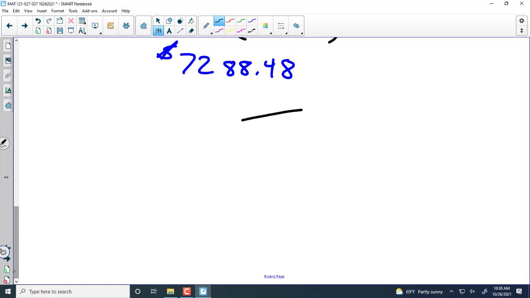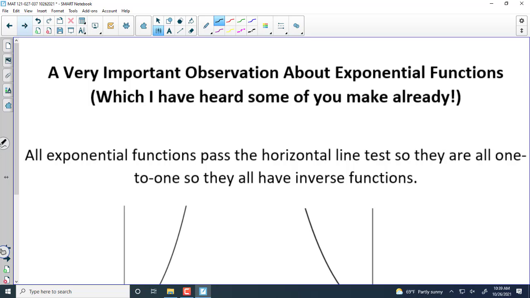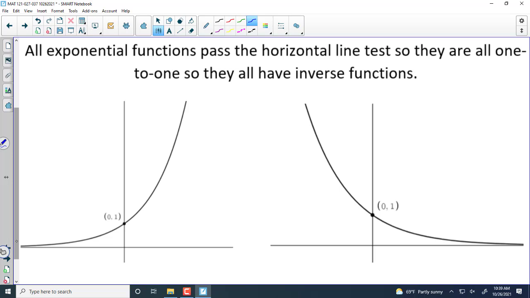All right, so that's it for interest problems. We still got a little bit more to do in 4.2, but I do want to make an observation. And this is an observation I've actually heard some of you make already, just from rumblings and talking. Exponential functions, as we discussed last time, come in two basic shapes. We either have the shape that looks like this, and this is what happened when the base was bigger than 1, or we have a shape that looks like this. So this is what happened when the base was between 0 and 1.